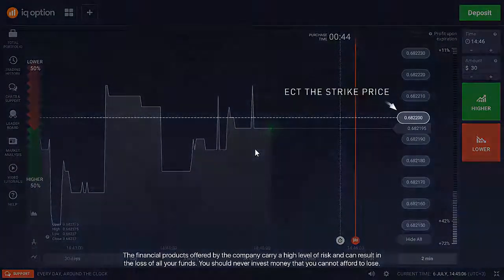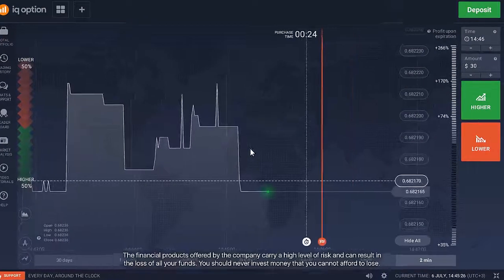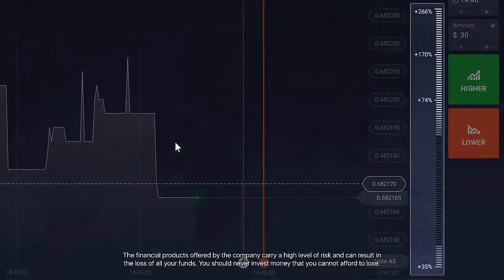Now select a strike price. A strike price is a set price of an asset at which it can be bought or sold in case the option is exercised. Strike prices are indicated in white and accompany the chart. Next to the strike prices, you can see the profitability scale.